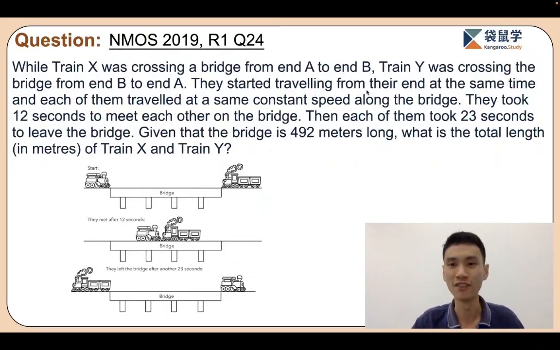They started traveling from their end at the same time, and each of them traveled at the same constant speed along the bridge. They took 12 seconds to meet each other on the bridge. So this is the starting model, and this model represents after 12 seconds where they meet on the bridge. Then each of them took 23 seconds to leave the bridge. So from this point, after 23 seconds, we have this model where both train X and train Y have left the bridge completely. Now, given that the bridge is 492 meters long, what is the total length in meters of train X and train Y?